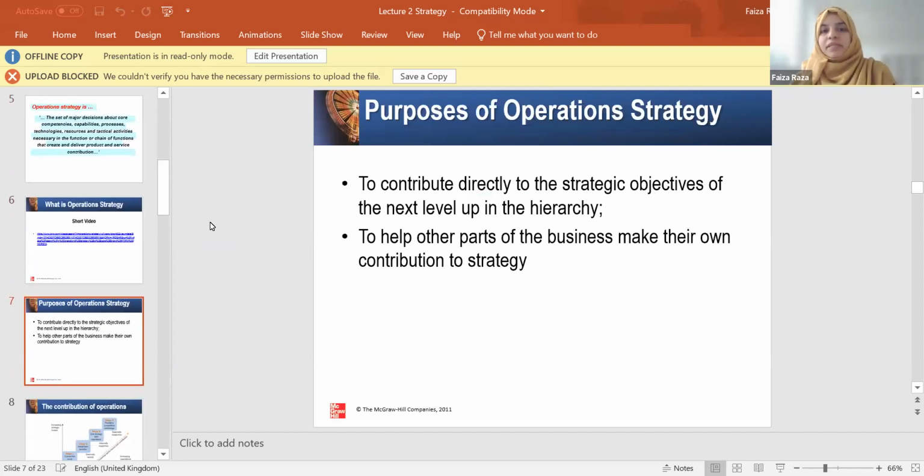So the main purposes are basically to contribute directly to the strategic objectives of the next level up in the hierarchy, then to help other parts of the business make their own contribution to strategy. Okay, so as you know, in operations, there are different departments. You can say production, finance, and marketing. Every department is contributing towards the main corporate strategy, the main operations strategy of the organization.